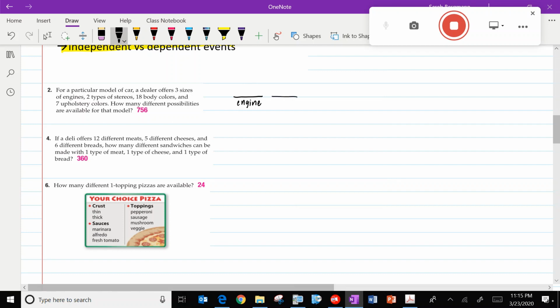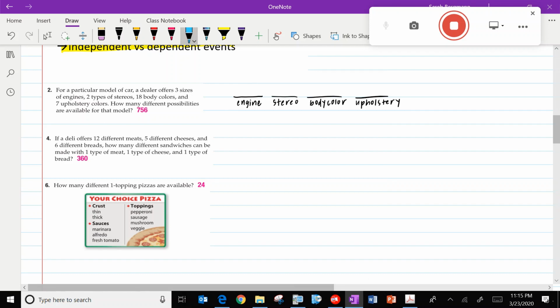Next, for event 2, they need to choose the type of stereo. Event 3, they need to choose what body color they want. Event 4, they need to choose upholstery color. So I just like to make a list of my events so that I make sure I don't miss any.